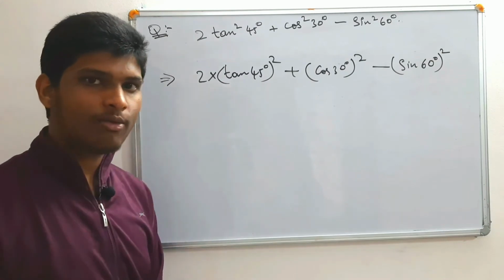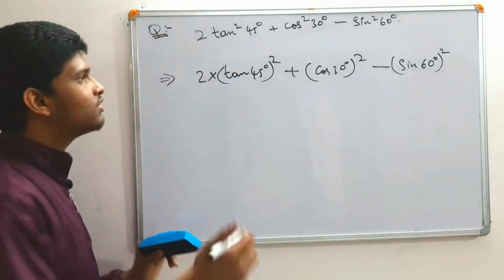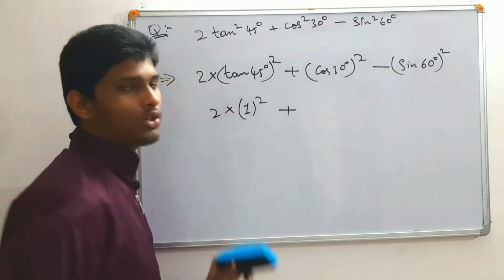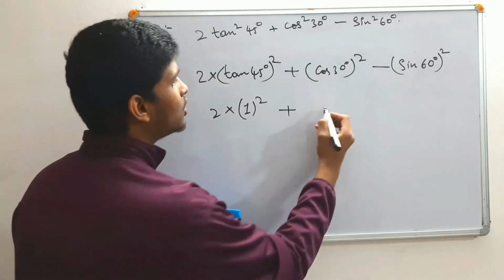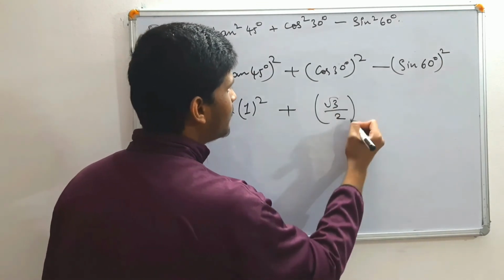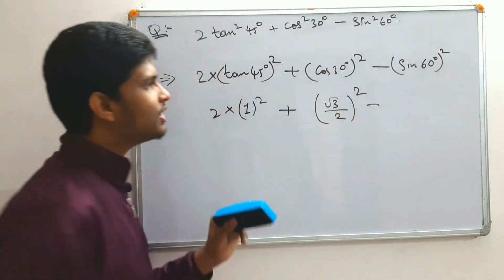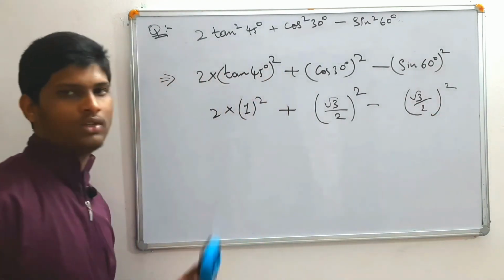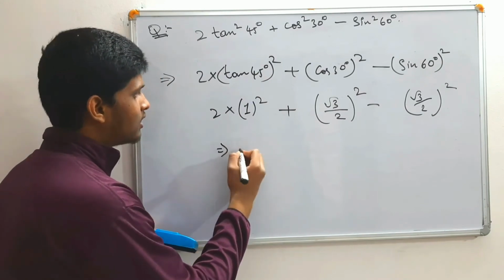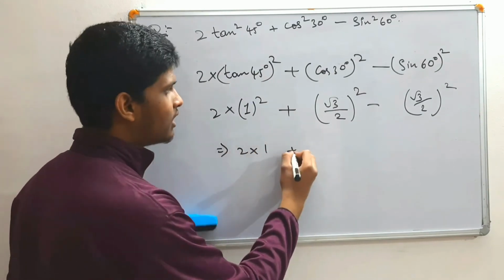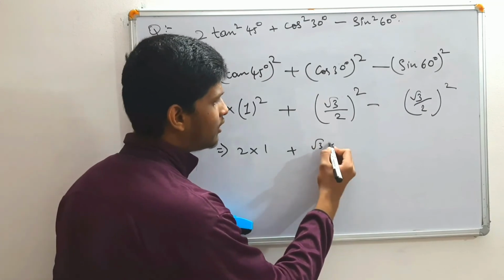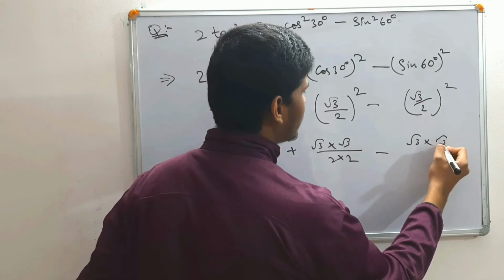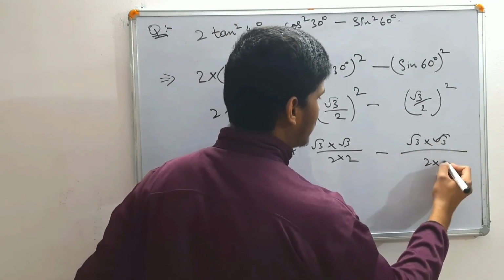If you remember that table, you can find that tan 45 is 1. So 1 whole square into 2 plus cos 30 degrees, which is root 3 by 2, so root 3 by 2 whole square, minus sin 60, which is root 3 by 2 again, whole square. So we get 2 into 1, 1 square is 1, plus root 3 into root 3 divided by 2 into 2, minus root 3 into root 3 by 2 into 2.